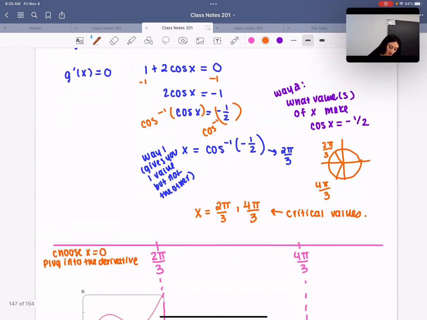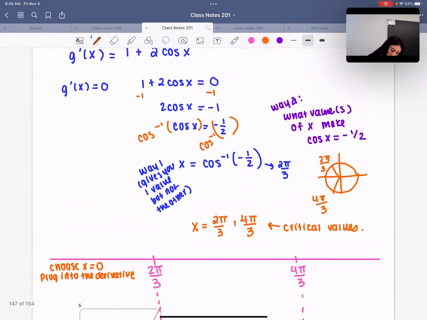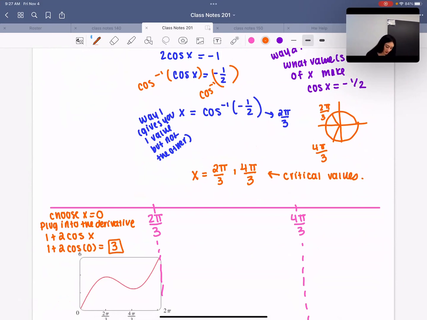So I'm going to take my derivative, which ended up being 1 plus 2 cosine of x. I'm going to plug in 0. What's cosine of 0? 1, good, so this would be 3. Is 3 positive or negative? Positive, that's a dumb question. So are we increasing in this interval or decreasing? Increasing. Positive derivative means we're increasing.